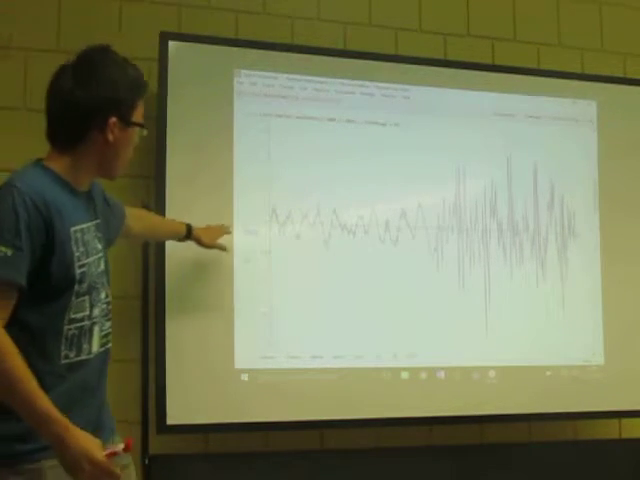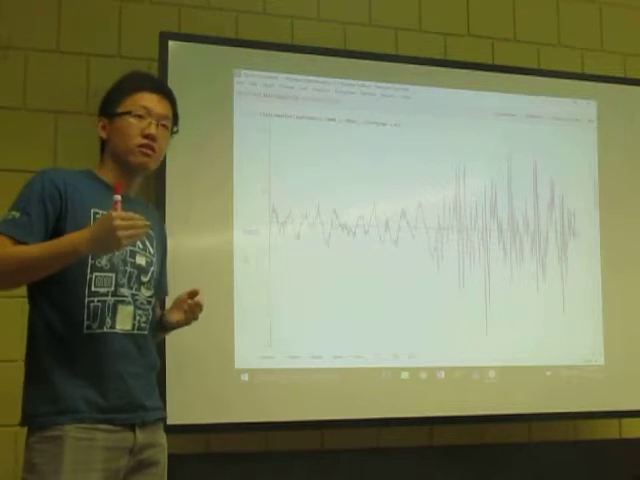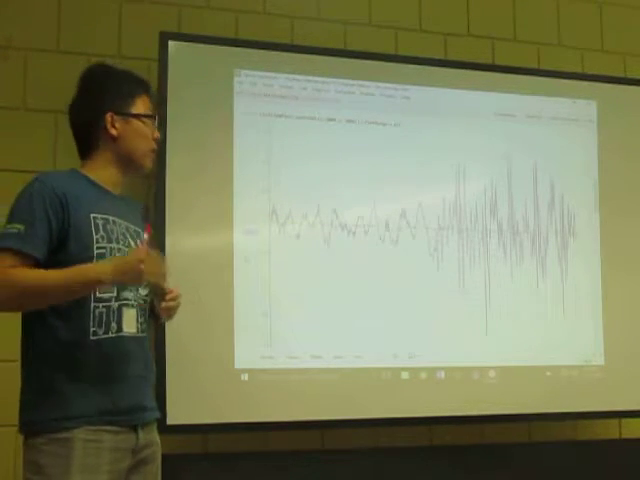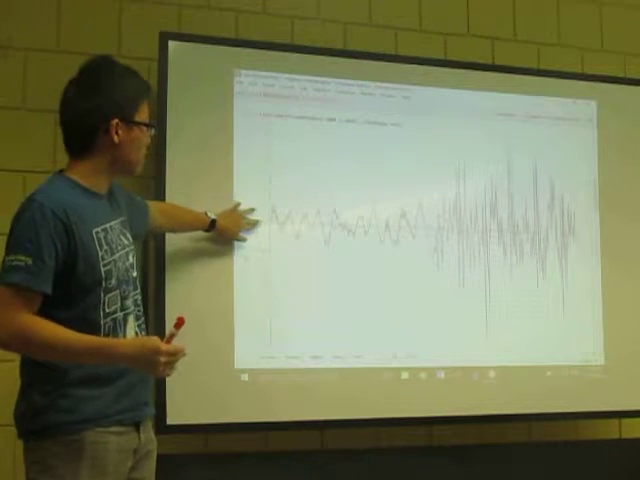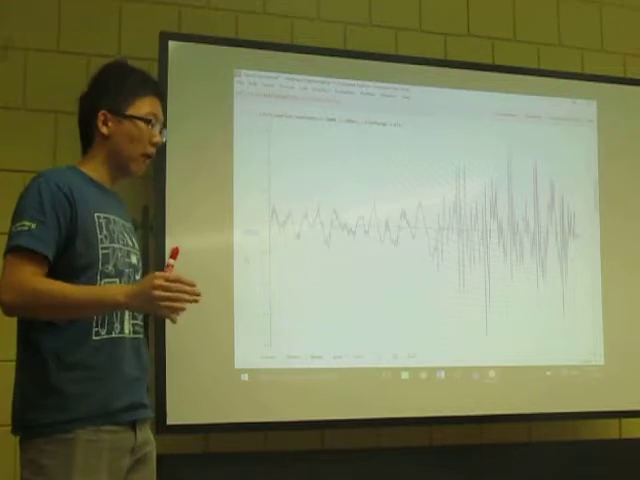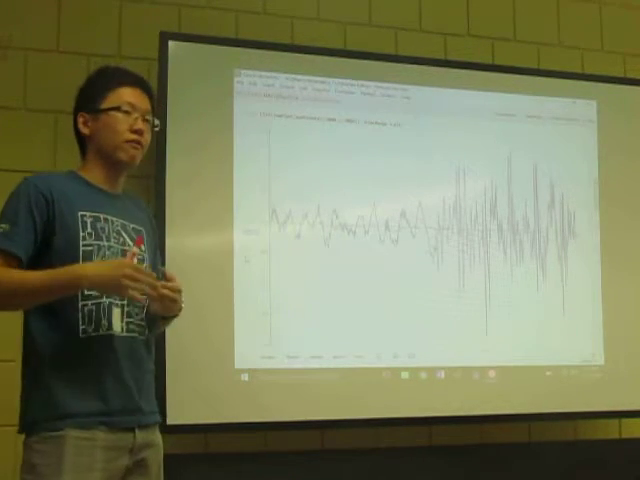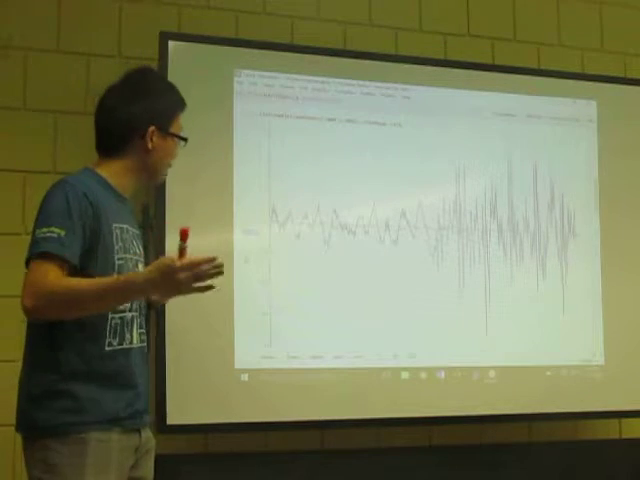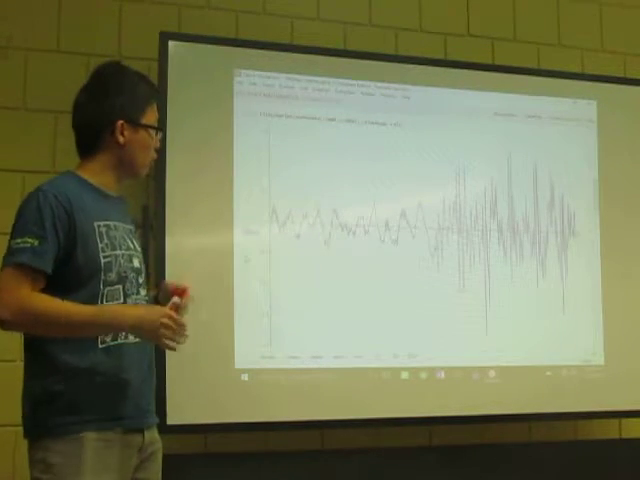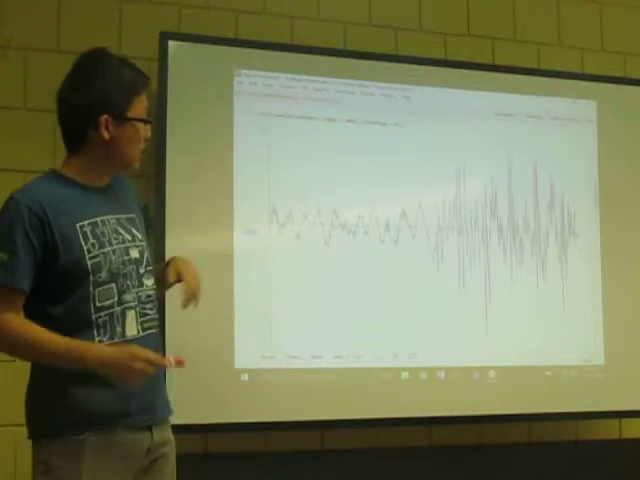And so what this y-axis actually is, is the difference in the air pressure relative to, I guess, the average air pressure around us. And so at points above, we have a higher pressure, and then at points below, we have lower pressure. Does anyone else want to give me an observation about the shape of this graph?